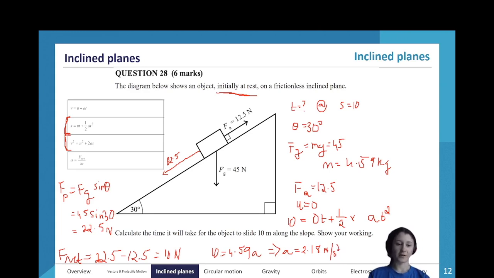Now we actually have our value for acceleration. We can pop that back into our equation, 2.18. And now we can solve for t. So we're going to have 10 divided by 0.5 times 2.18, and then we're going to find the square root of that. Alright, and this will give us an answer of 3.03 seconds, or nearest to the whole number, 3 seconds.